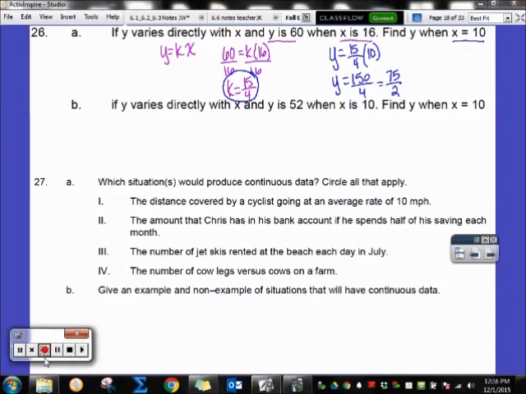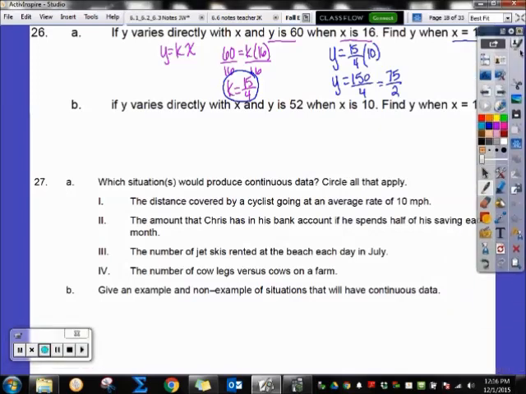And 75 over 2 is also 37.5, is also a good answer. Then if we do the exact same thing, you're going to use that equation, y equals kx. And it says y is 52 when x is 10. So we would have 52 equals k times 10. And if we solve for k, k is going to equal, if we do 52 divided by 10, and we reduce that, we get 26 over 5.